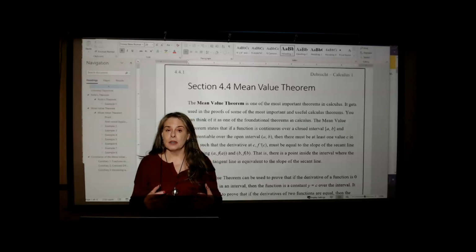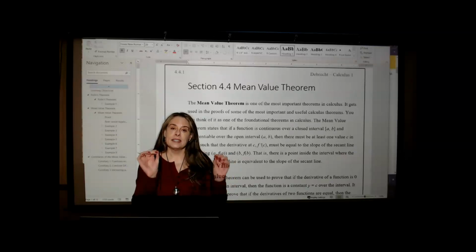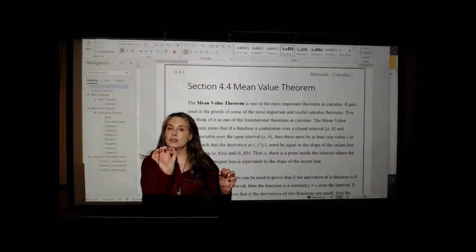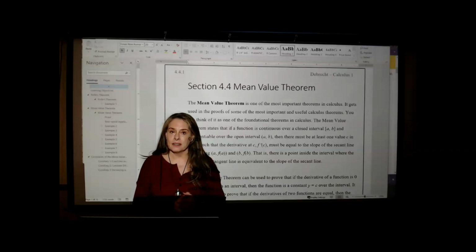The idea is simple. Take the two endpoints and connect them with a line. That's the secant line cutting through the graph. That secant line has a slope. The mean value theorem says that as long as it's continuous and differentiable, then somewhere between A and B, there's a point C where the slope of the tangent line, the derivative, is equal to the slope of the secant line. In other words, somewhere in that interval, you have a point where the derivative equals the slope of the secant line.